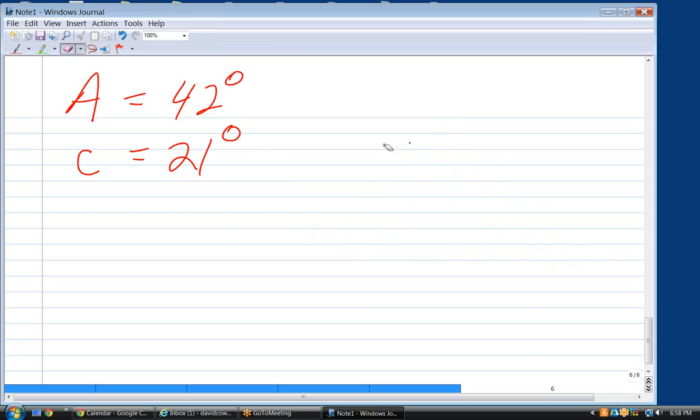The only time you might have an ambiguous case is if they give you one angle and two sides, and neither side is opposite that angle. In other words, to try an ambiguous case, you would need a side B and a side C. And then we could check. Do you have any problems like that?